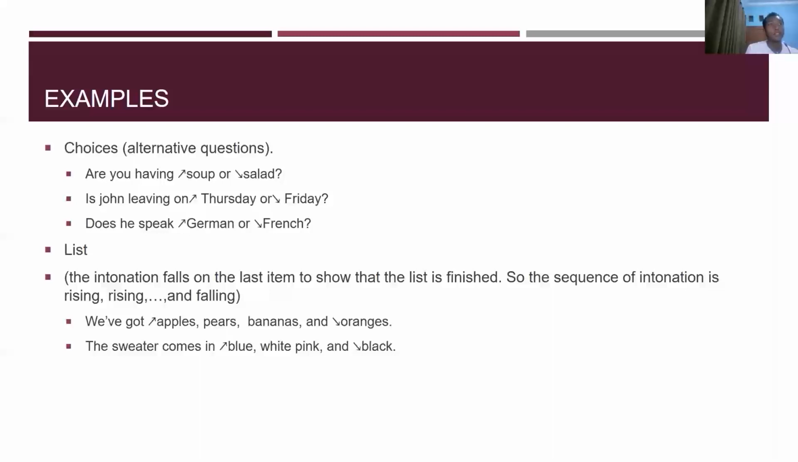As for the list, the intonation falls on the last item to show that the list is finished. So the sequence of intonation is rising, rising until the last item, and for the last item it is falling. For example, we've got apples, pears, bananas, and orange. The sweater comes in blue, white, pink, and black.